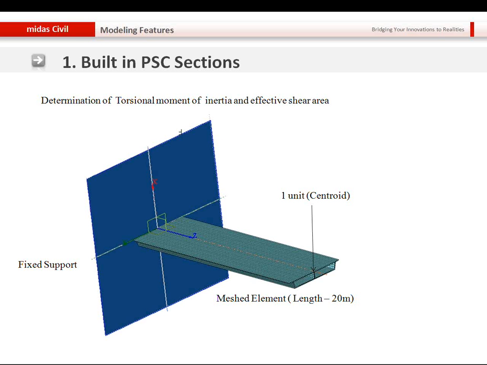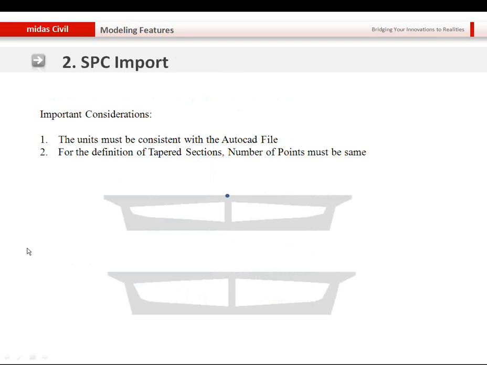Now I would like to tell you about a peculiar characteristic that users must know and must understand for SPC. As you can see here, I modeled two different sections in SPC, and I would like to use them as a tapered section for my modeling in Midas Civil. So the users must understand that the units must be consistent with the AutoCAD file units. So if you have done the drawing in AutoCAD using meter as the units, then you should select the SPC units as meters before importing the section.